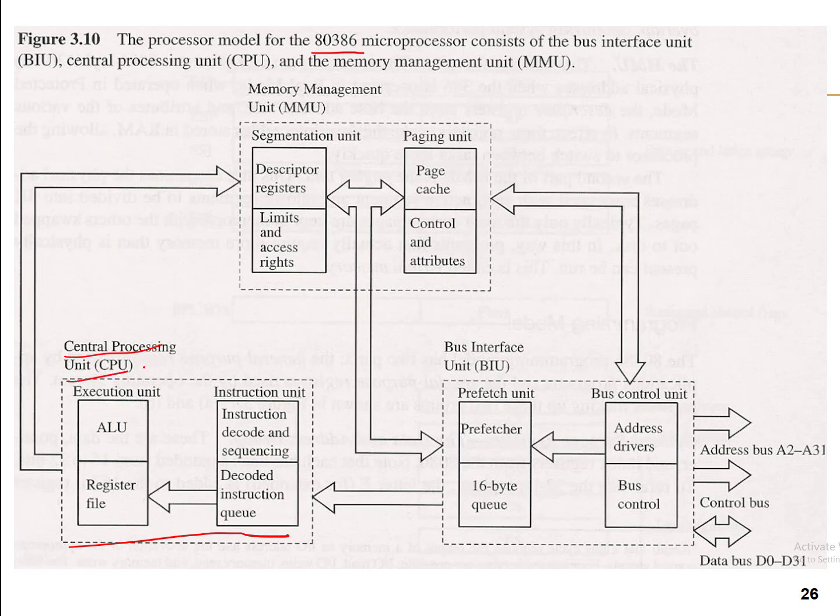Over here, the central processing unit, we should consider this part of the execution unit, EU. The bus interface unit will transfer data to and from memory. The bus control unit has address drivers, bus control, and a prefetcher with a 16-byte queue. In the 80286, it was a 6-byte queue. In the 80386, it is 16 bytes. In the memory management unit, from the 80386 onwards, they have introduced a paging unit, which has page cache and control and attributes. The descriptor registers are the same as in the 80286.